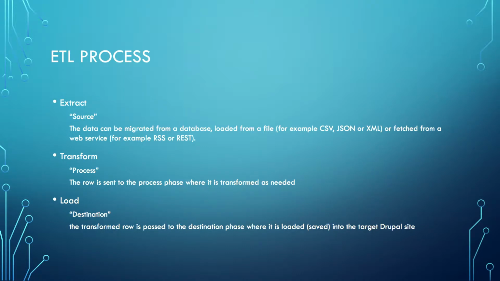So load means the destination. After the transform, the row is passed into the destination phase where it's loaded, which means saved. We will talk more in depth about those three processes and some of the available plugins, and get more familiar with what they do.